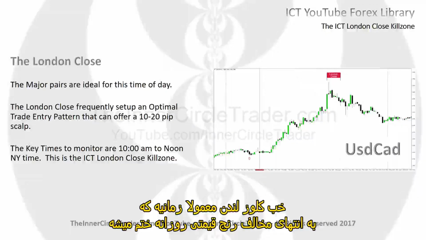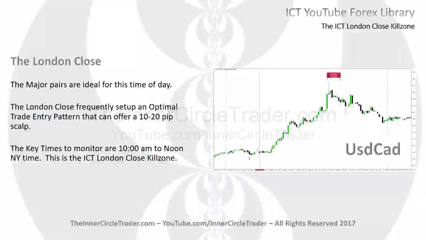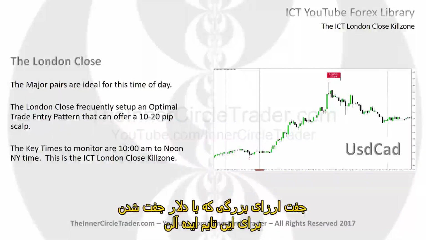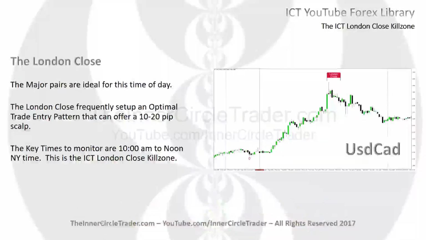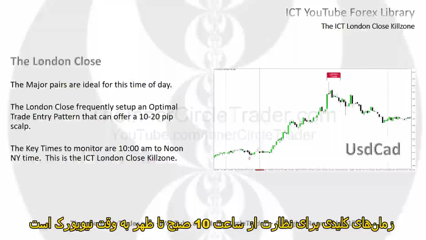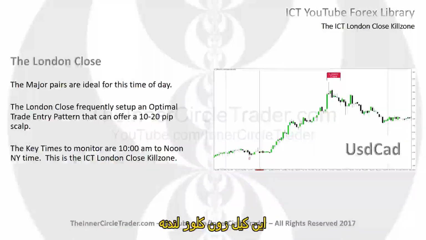Okay, so the London Close is a particular time of day that usually ends the opposite end of the daily range. The major pairs, usually coupled with a dollar, are ideal for this time of day, and the London Close frequently sets up an optimal trade entry pattern that can offer 10 to 20 pips for a scalp. The key times to monitor are 10 a.m. to noon New York time. This is the ICT London Close Killzone.